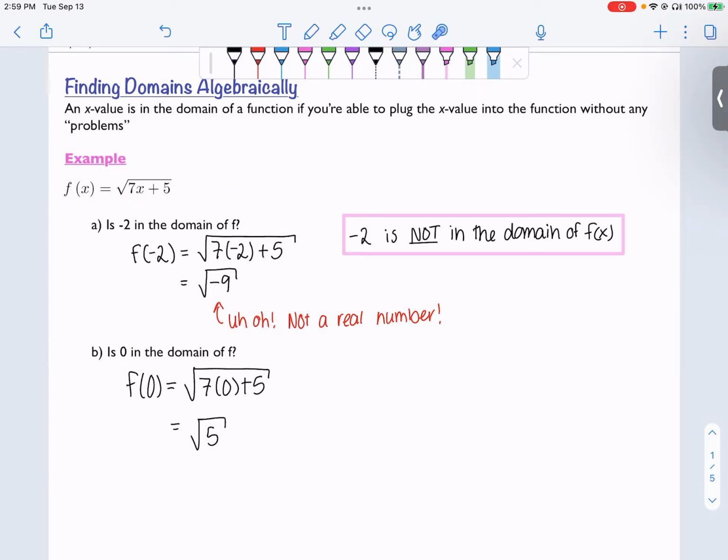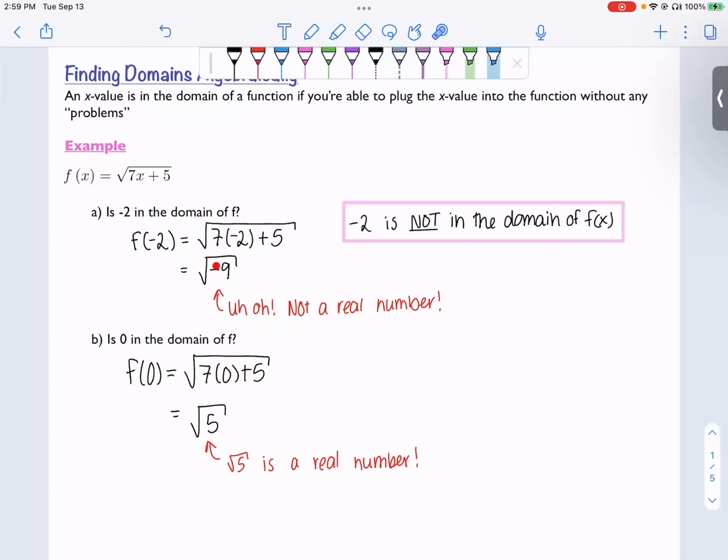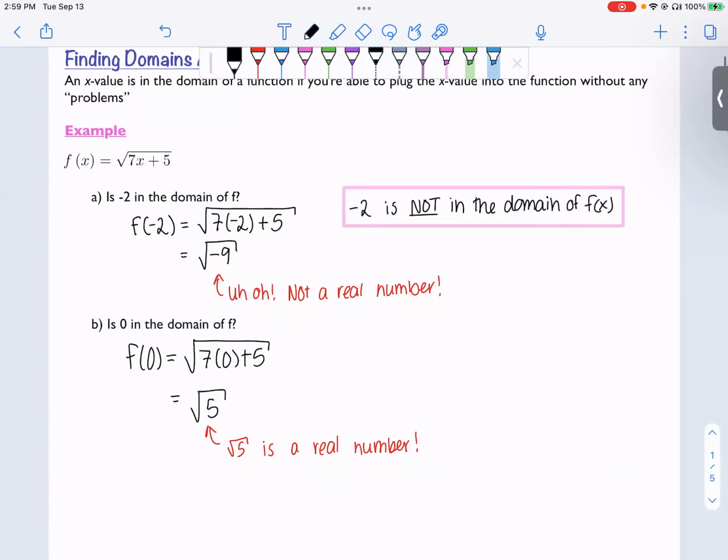We can't take the square root of a negative. We can take the square root of a positive. If you put the square root of 5 into your calculator, it will give you a decimal number because it is a real number. And because the square root of 5 is a real number, 0 is in the domain. When we plugged 0 into our function, we did not get an issue. Square root of 5 being an irrational number is not an issue for us. It would be an issue if there were a negative, but that wasn't the case. So we can say 0 is in the domain of f of x.